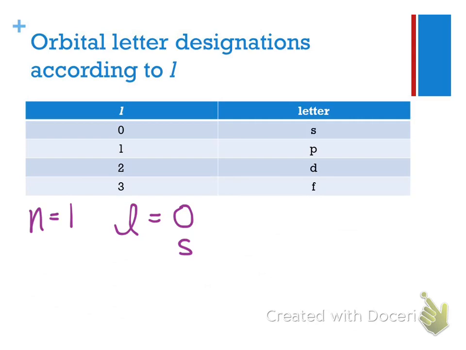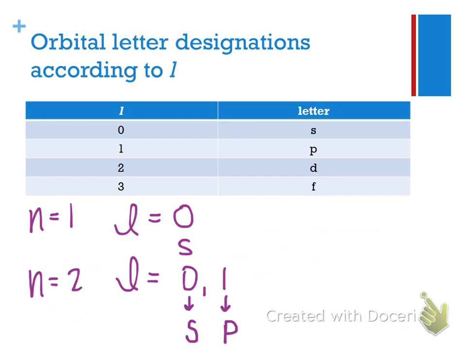Okay, let's say that now if n equals 2, the possible values for L could be 0 or 1, right? What does 0 tell us? What shape orbital? S. And 1 tells us that we could have a p orbital. Do we have a 2s and a 2p orbital? Yeah, right? We have 2s orbitals and 2p orbitals on our periodic table. When we make our orbital diagrams, we have a 2p orbital and a 2s orbital. Yeah?